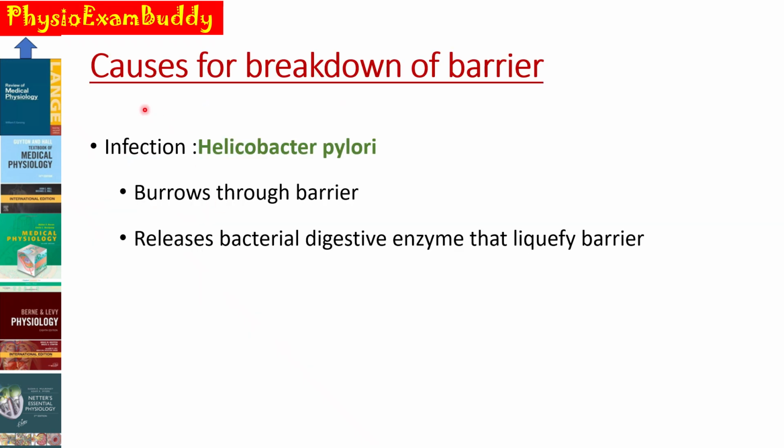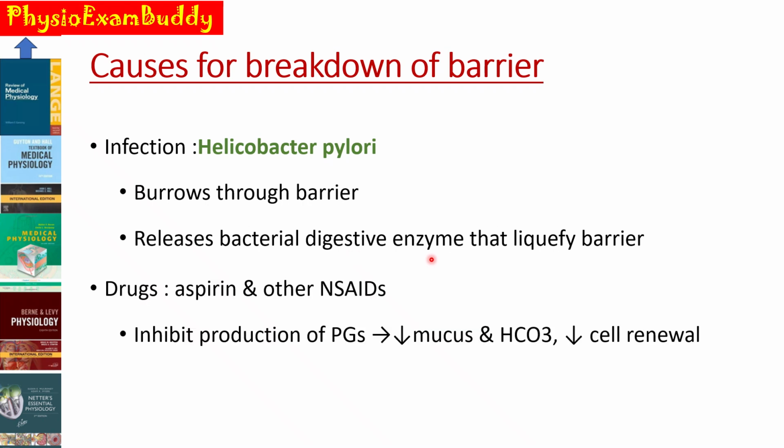Now we will see what are the causes for the breakdown of this gastric mucosal barrier. The main culprit is the infection by a bacteria which is known as Helicobacter pylori. It will burrow through this barrier by releasing certain bacterial digesting enzymes which will liquefy this barrier.